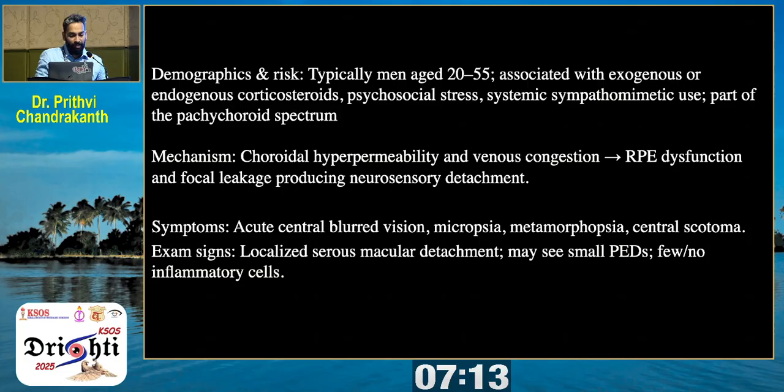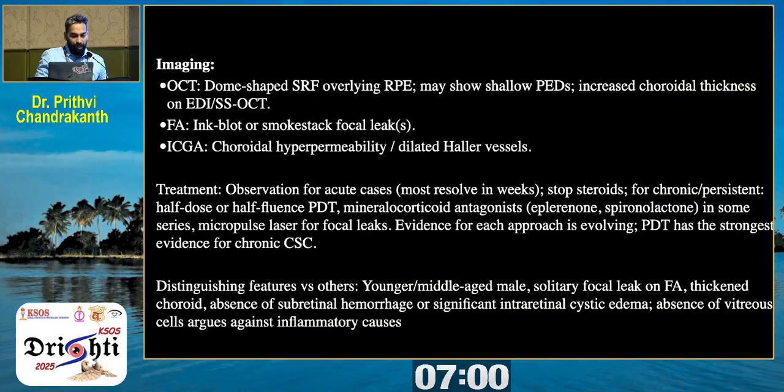Symptom-wise, acute central blurred vision, micropsia, metamorphopsia, and central scotoma could be seen. And in a few cases, we can see even PEDs. The best way of diagnosing this is with OCT. You get dome-shaped SRF, and FFA can be done. You can see ink blot and smokestack focal leaks. ICG is also a good modality for diagnosing CSR.